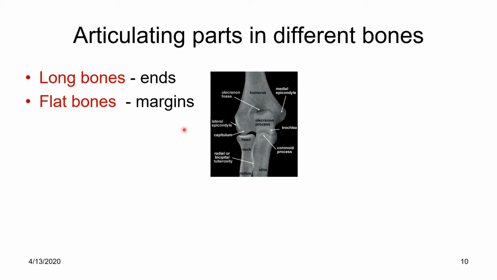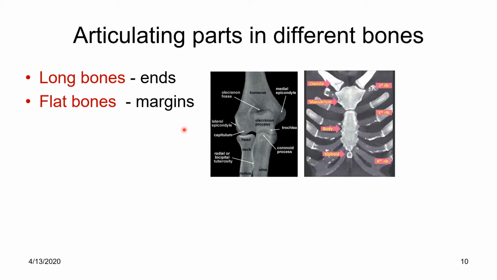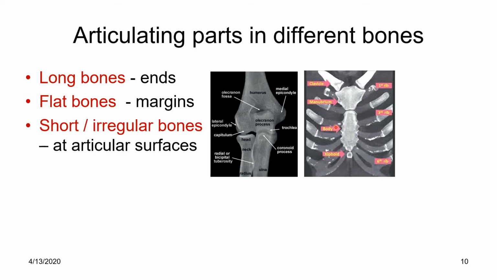Regarding the flat bones, which is the articulating part? For this, see the example of the sternum, which has the manubrium, body, and xiphoid process. The margins of the sternum articulate with other bones. For example, here it is articulating with the clavicle and with the first rib, second rib, and so forth. That's how in flat bones the margins form the articulating parts.